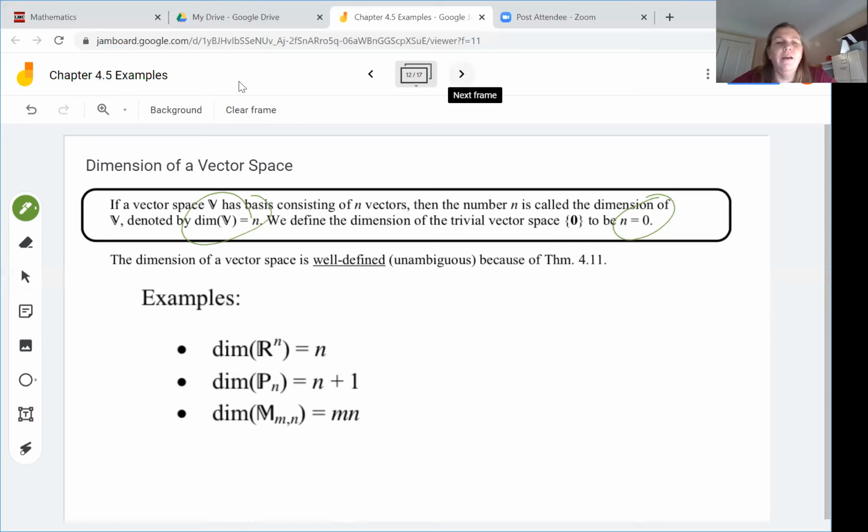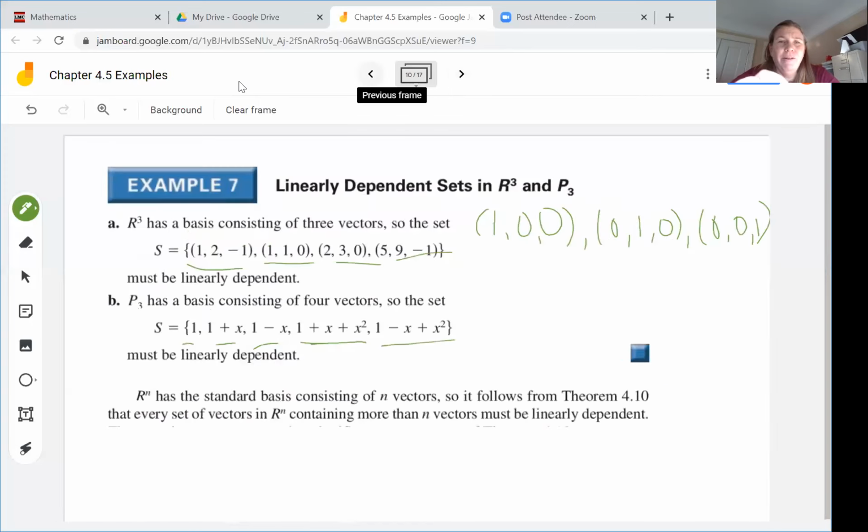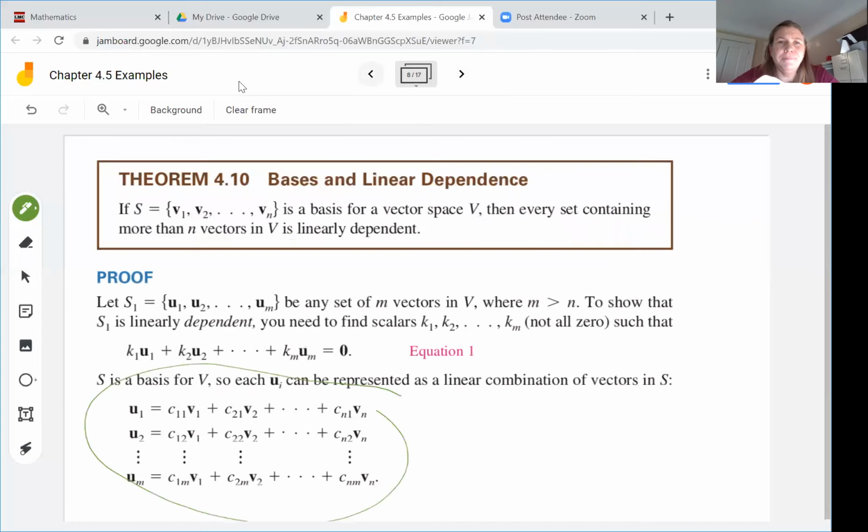The dimension of Rn is n. That makes some sense because you've got n dimensions there. The dimension of the polynomials P sub n is n plus 1 because remember you've got x through x to the n, but then you've also got the constant term, so that constant term is where the plus 1 comes from. And then the dimension of the m by n matrices is m times n, and we saw that back when we saw our standard bases example.